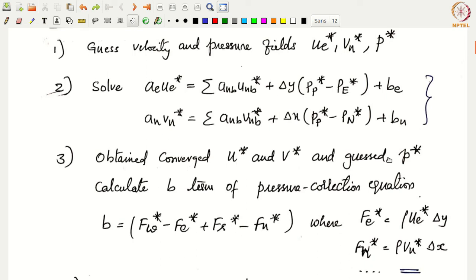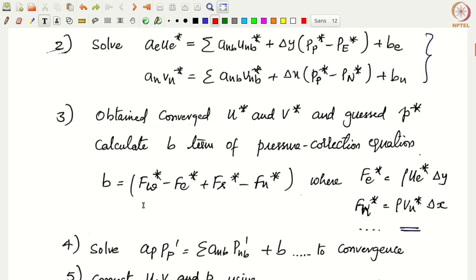Now the next step is to calculate the source term in the pressure correction equation, that is the B term. You remember the B term in the pressure correction equation is the amount by which mass conservation is not satisfied, right? So that is the mass imbalance that we have in the flow field. That means depending on how far these U star and V star values are from the continuity equation, this mass imbalance will drive the pressure correction equation to give the corresponding pressure corrections.